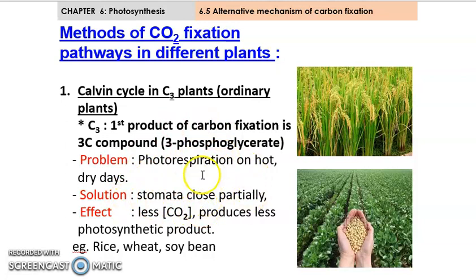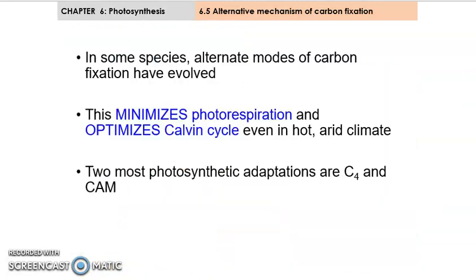So stomata will close partially. Tapi apa effect dia? Macam kita dah discuss sebelum ni. So less concentration of carbon dioxide. So that's why it will produce less photosynthetic product because of the photorespiration. Okay, so the examples of the C3 plants are rice, wheat and also soybean. Okay, so in some species, alternate modes of carbon fixation have evolved. Okay, so apa alternative modes yang mana dia boleh minimize photorespiration, okay, and also optimize the Calvin cycle even in hot and also arid climate.